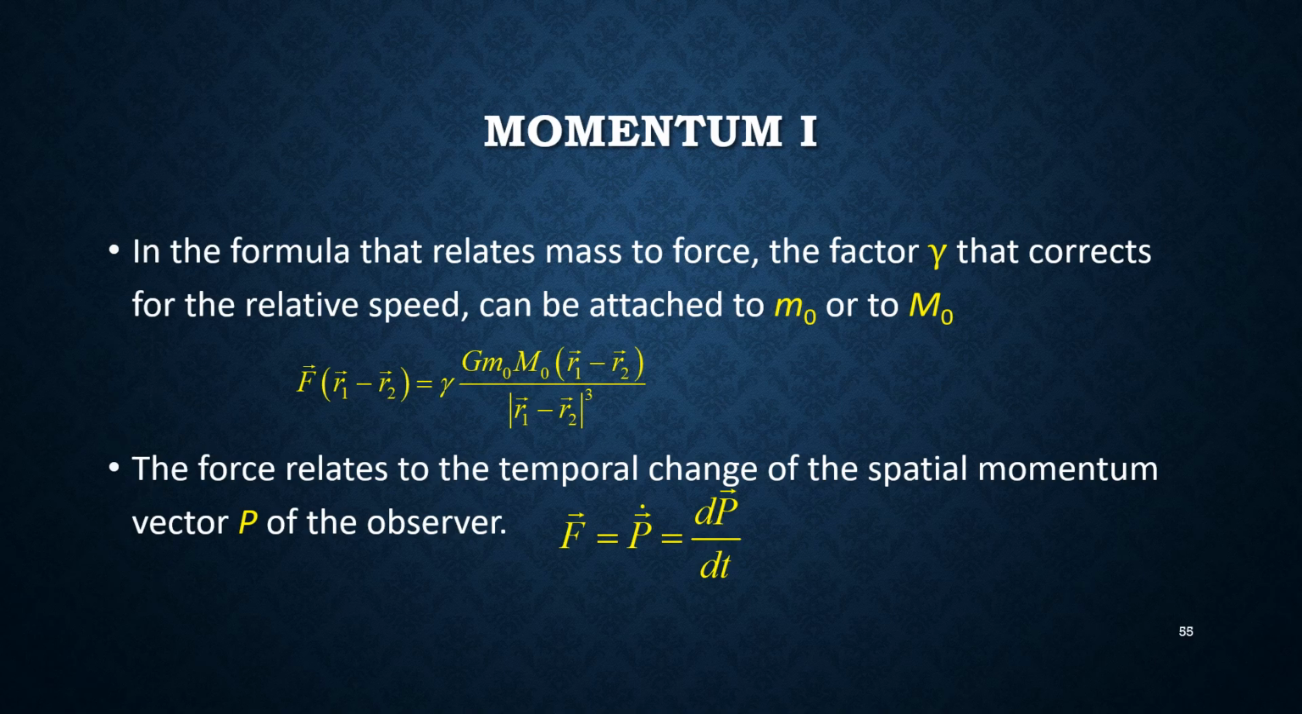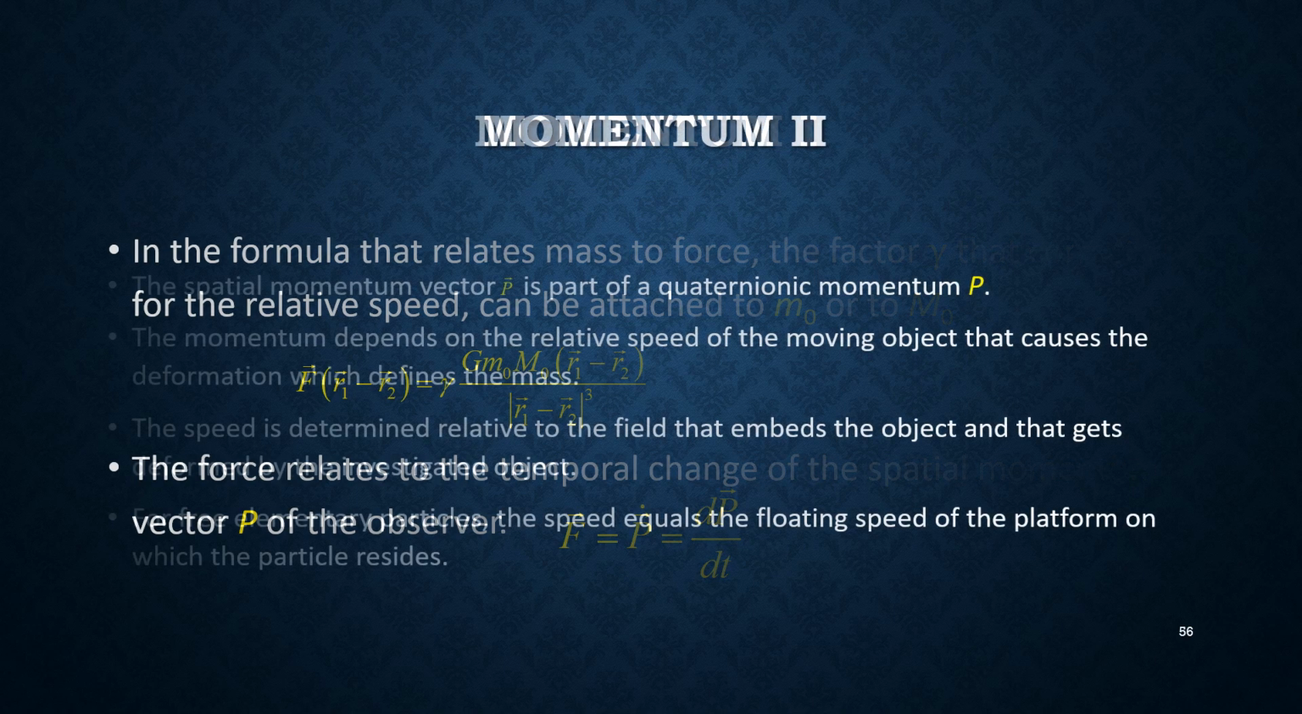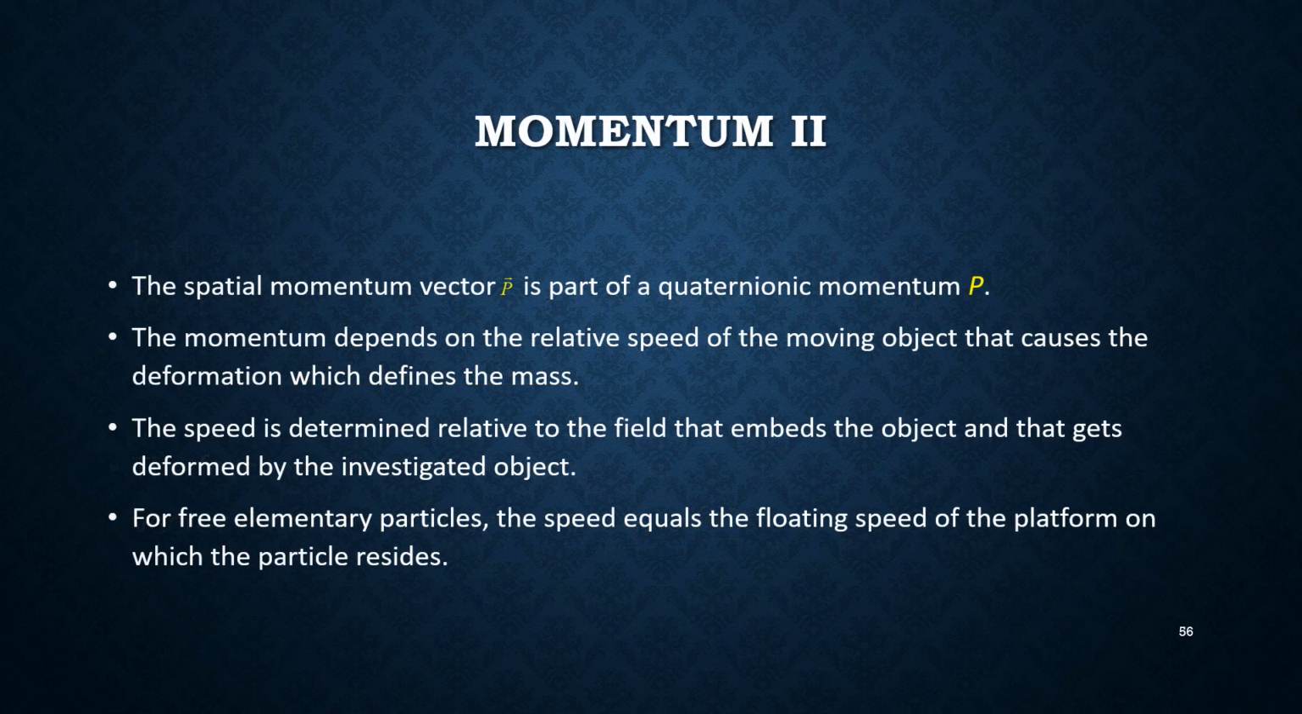In the formula that relates mass to force, the factor gamma that corrects for the relative speed can be attached to m0 or to m0. The force relates to the temporal change of the spatial momentum vector p of the observer. The spatial momentum vector p is part of a quaternionic momentum p.